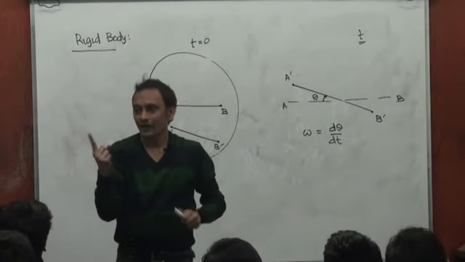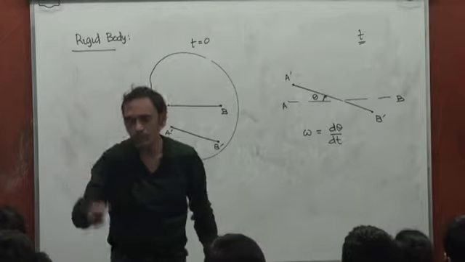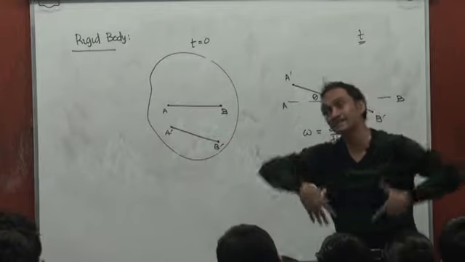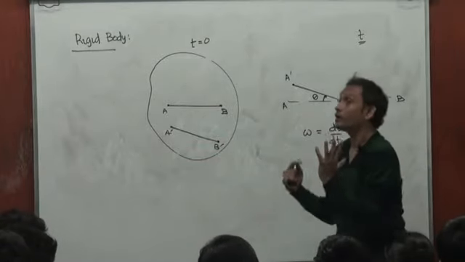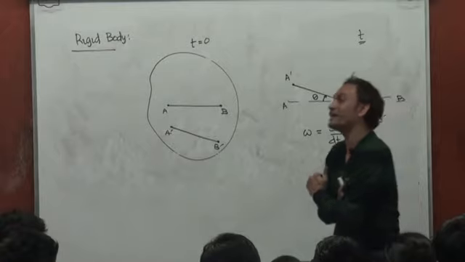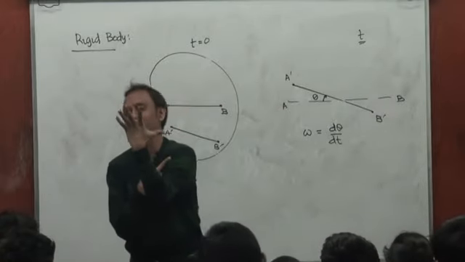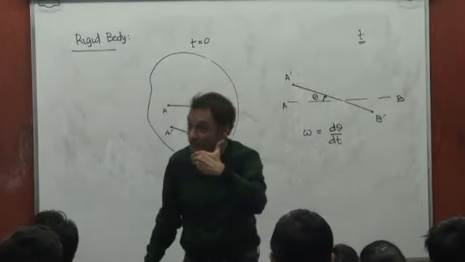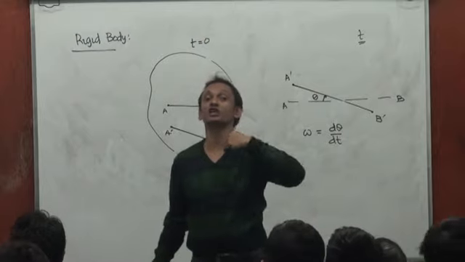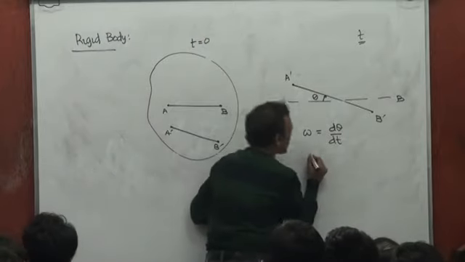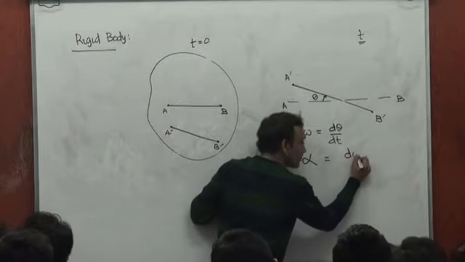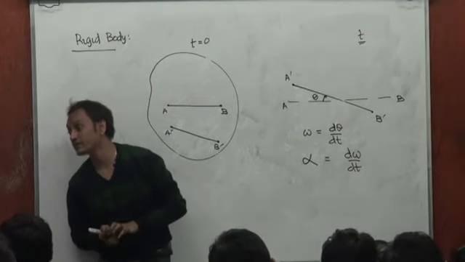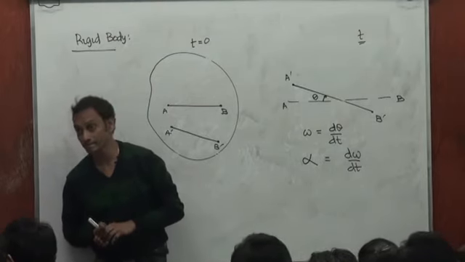So omega of the rigid body would be the rate at which theta changes with time, how fast a given line reorients with time. This omega itself could vary in general for a rigid body. If this omega itself is varying, we say that the rigid body is in a state of angular acceleration. This is the angular velocity of the rigid body, and if this also changes with time, we say it's in a state of angular acceleration. The angular acceleration of the rigid body is how fast omega is changing with time. Got me?